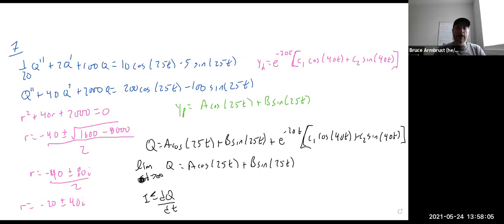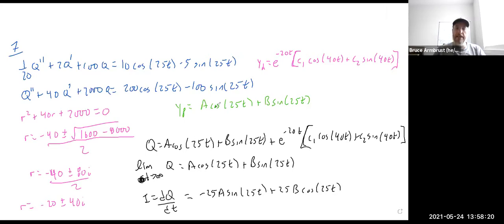That's what that would end up being. But all right, so if you want to know the current, you just differentiate this thing. So it's going to be minus 25A sine of 25t plus 25B cosine of 25t. So whatever the A and the B you found through your undetermined coefficients, put those there. And that will tell you what the current is going to look like long term. Right? In the short term, you get the effects of this, but that eventually is going to go away.